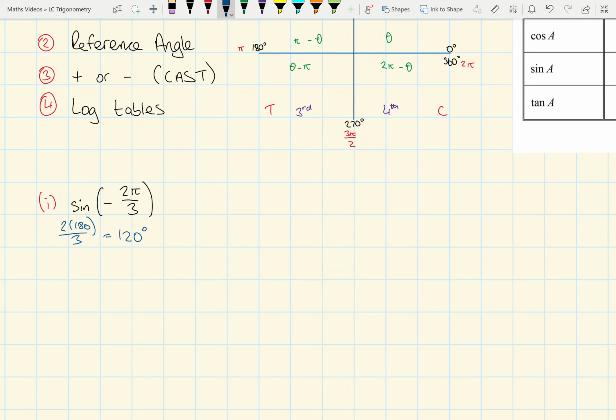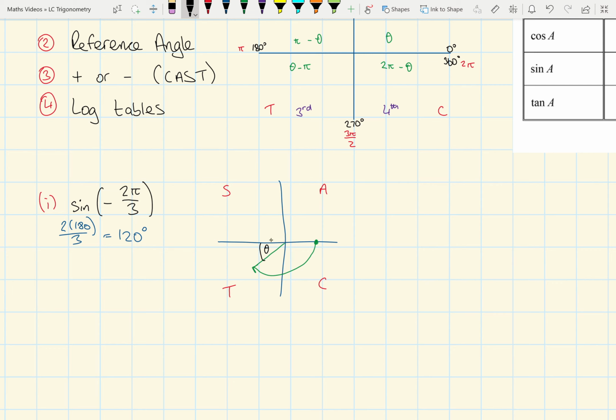Okay, our second step then is to draw a very quick sketch, just a rough sketch of our unit circle. And because it's a negative sign, it tells us we're going to start and move in a clockwise direction instead of our usual anti-clockwise movement. So if we start here, 120 is going to bring us into our third quadrant. It'll stop here, and we want our reference angle.